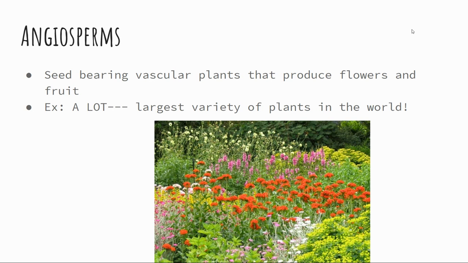Last but not least, when naming plants, you're going to have angiosperms. And these are seed-bearing vascular plants that produce flowers and fruit. For example, think about any type of plant, and there's a very good probability you're thinking about an angiosperm. Angiosperms provide us the largest variation or variety of plants in the world. Think about any plant or tree or bush or shrub that produces a flower or that produces a berry or some other type of fruit. All of those are going to be angiosperms. There's a lot of different examples of these.